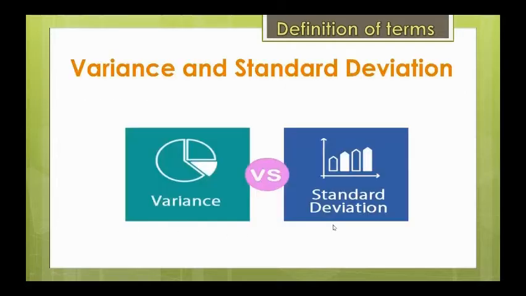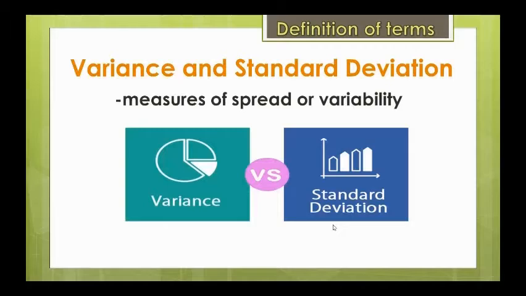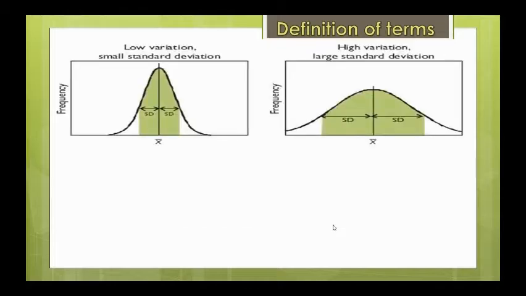Now, what is the variance and standard deviation? So, these are the measures of spread or variability. So, meron tayong example ng graph dito. The first graph has a low variation. So, mababa yung value ng variance niya and small standard deviation. So, maliit lang yung value ng standard deviation.